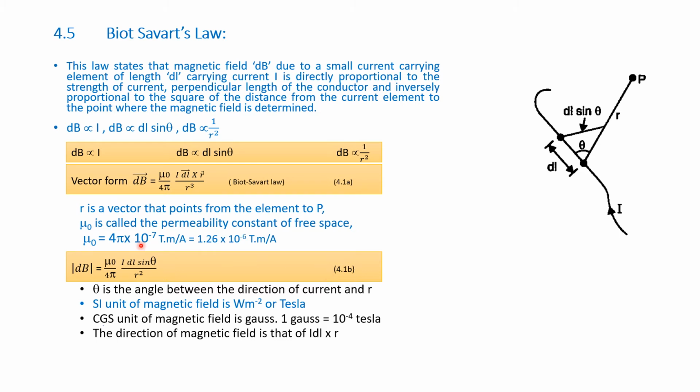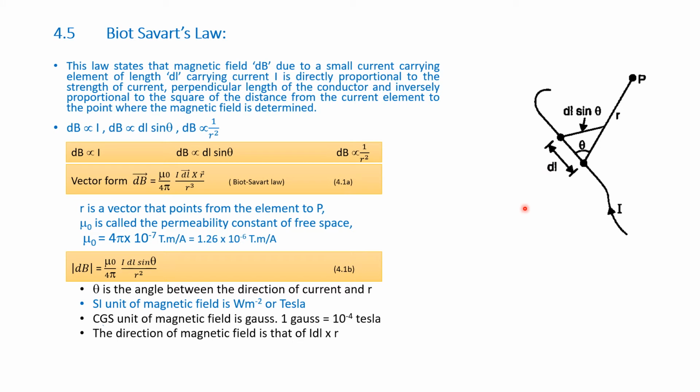So we will explain about this equation. Theta is the angle between the direction of current and r. See, the current is flowing in this direction and r is in this direction. So theta is the angle between r and the direction of current.